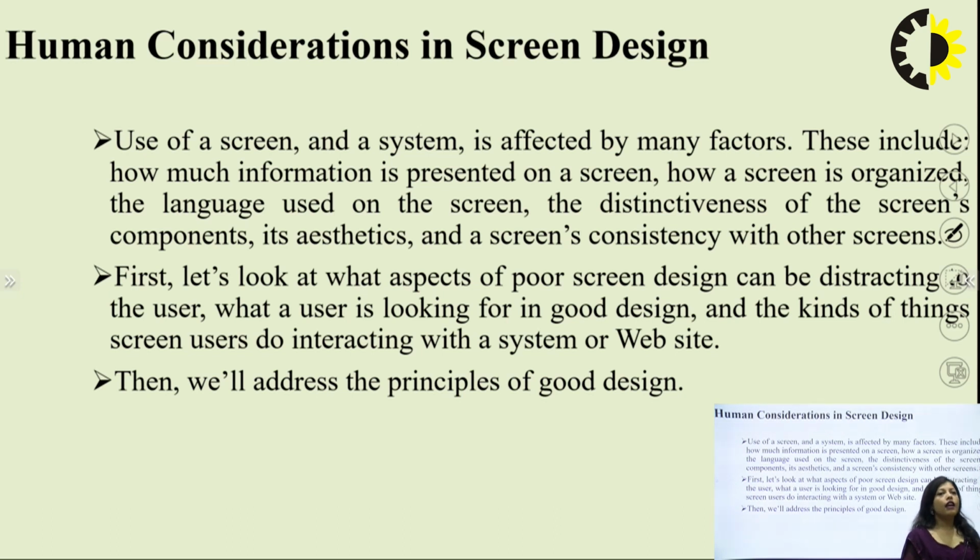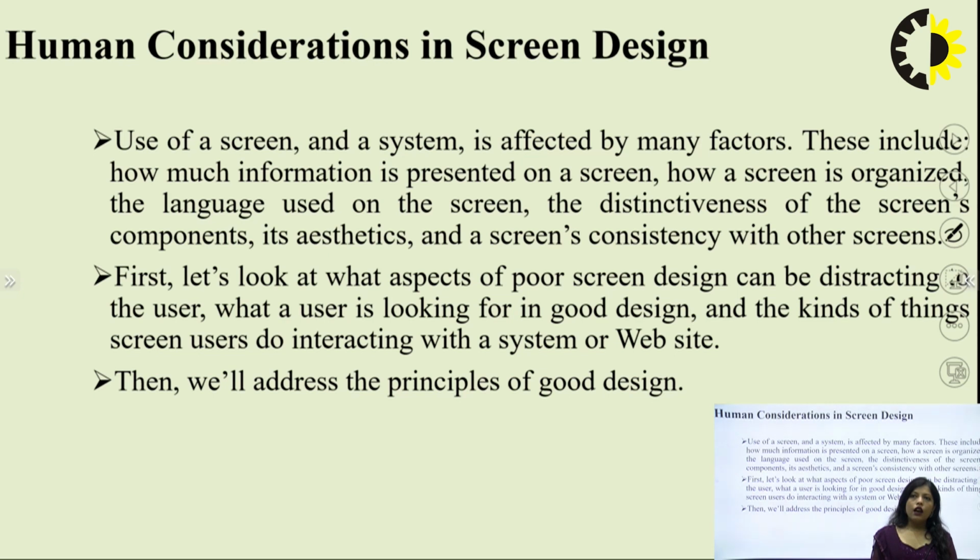So the screen designer has to make sure of what a user is looking for in a good design. The screen designer must know the requirements and the expectations of the screen user, meaning what we have to follow in making a good design, what the disadvantages of a poor screen design are, and how our website, how our screen is interacting with the users. So the screen designer makes sure that all these terms fulfill the user's expectation. Next we will address the principles of good design.